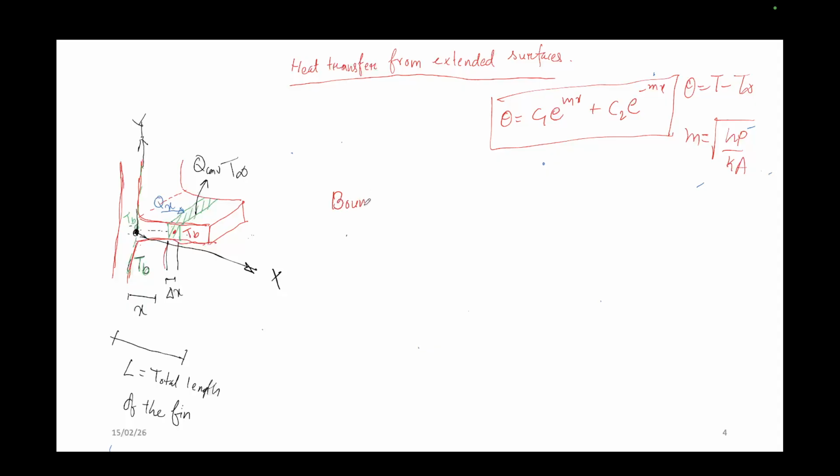So what can be the boundary condition? Here the variable is T. In this equation, what are the variables? The basic main variable is the temperature, or theta you can say, and x is the variable, right? So a boundary condition can be x at the origin, x equal to 0. What should the temperature be? It is T B, right? So I can write theta as theta B.